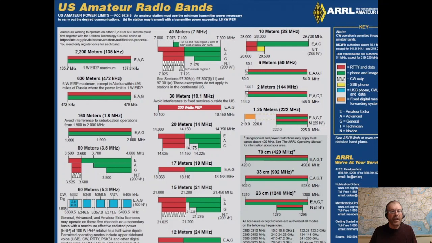phone and image in green, CW or Morse code only in that kind of squiggly black and white hash pattern. Single sideband phone only in the yellow areas. Upper sideband phone, CW, and data in the blue, and that only applies to the 60 meter band in the lower left corner of the chart.